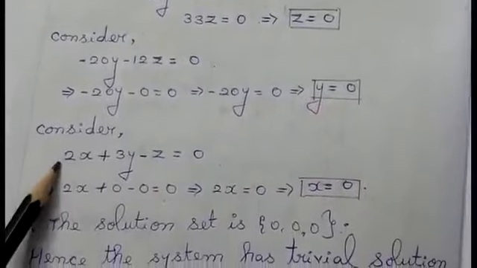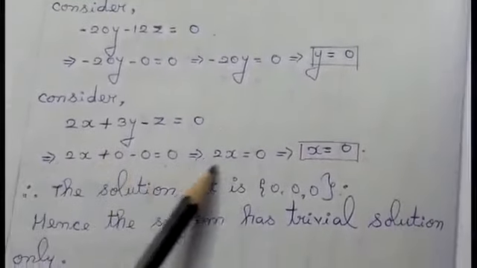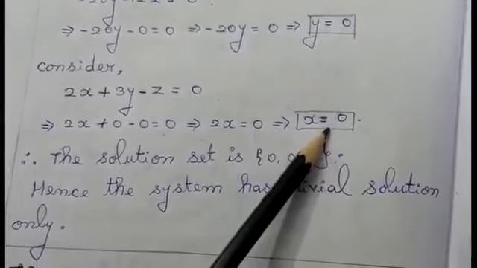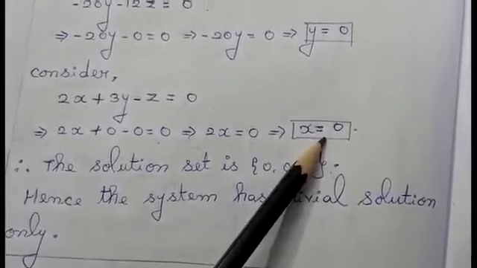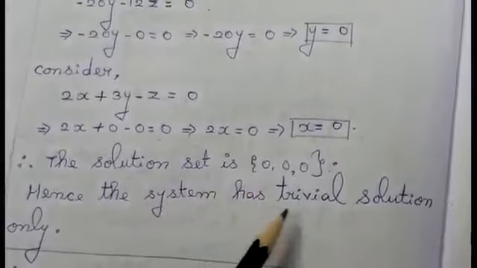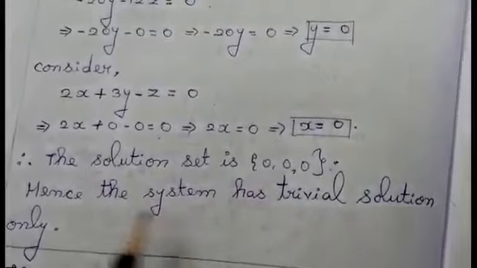Substitute the value for y and z. I am getting the answer for x equal to 0. So in that word itself I am having the meaning unique. Unique means one solution. Therefore the solution set is 0. Hence the system has a trivial solution only.